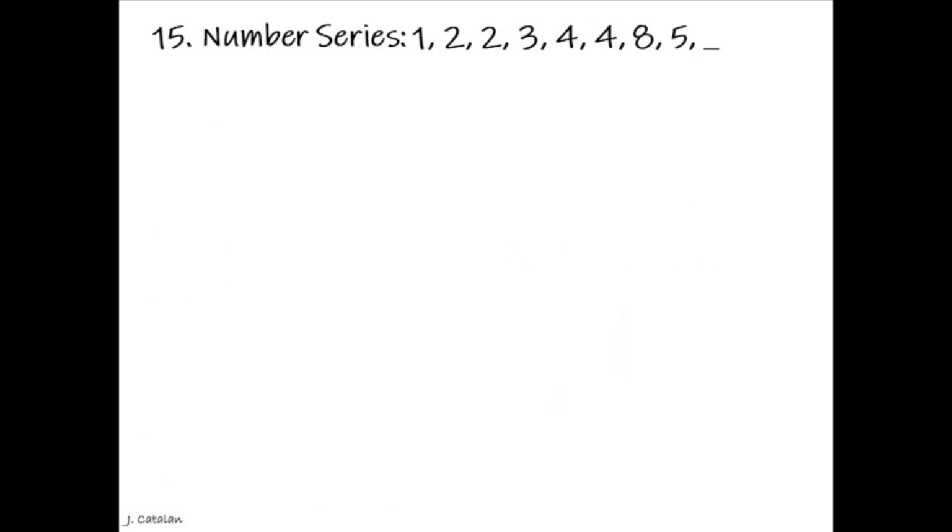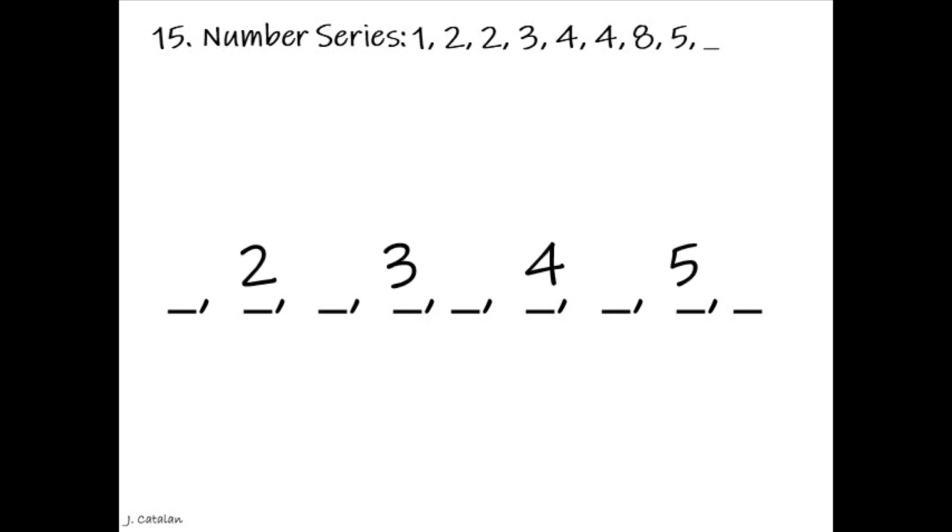Number series: 1, 2, 2, 3, 4, 4, 8, 5, underscore. As observed, the pattern in this number series is alternate. First is increasing by 1. Let me show it to you: 2, 3, 4, 5. Second is multiplying it by 2.